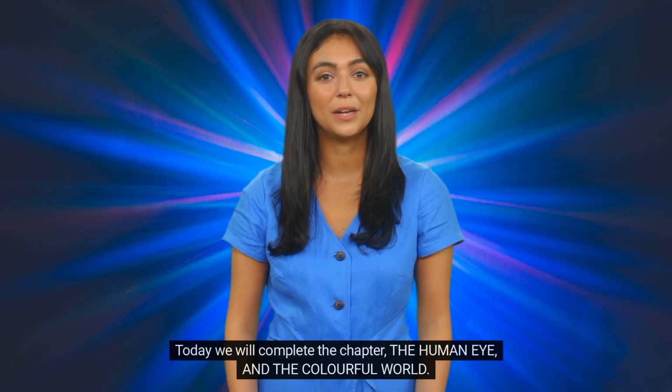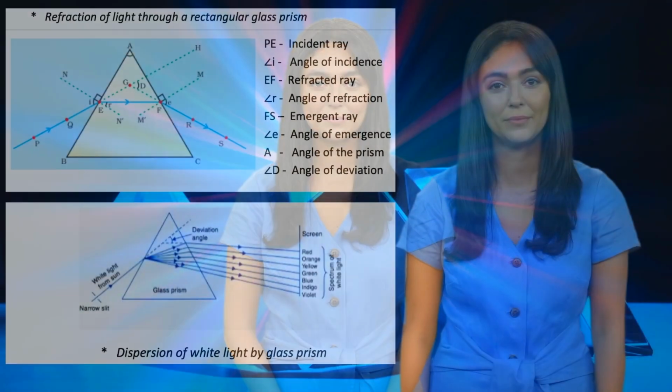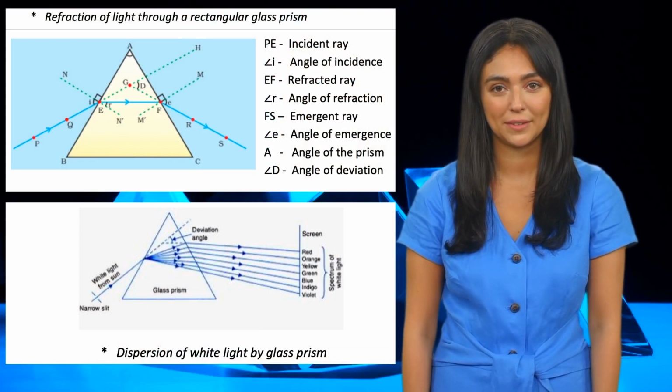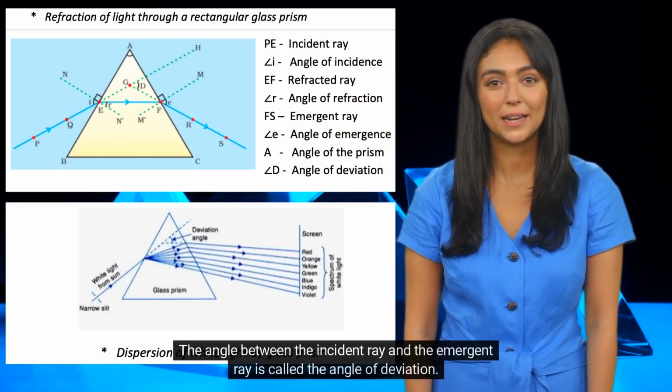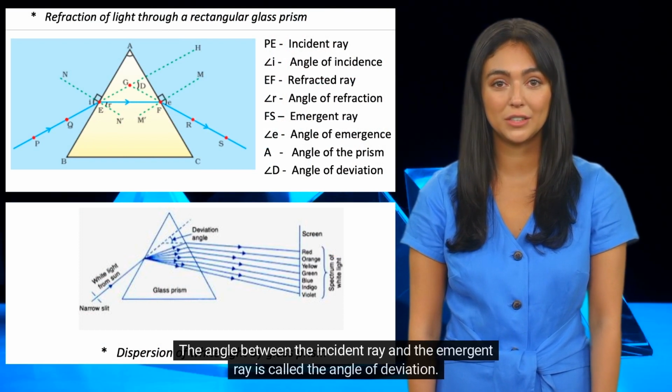Today we will complete the chapter, The Human Eye and the Colorful World. Let's finish it. Refraction of light through a prism. The angle between the incident ray and the emergent ray is called the angle of deviation.